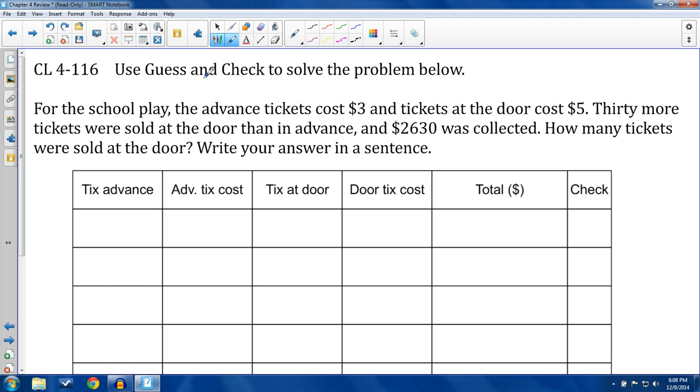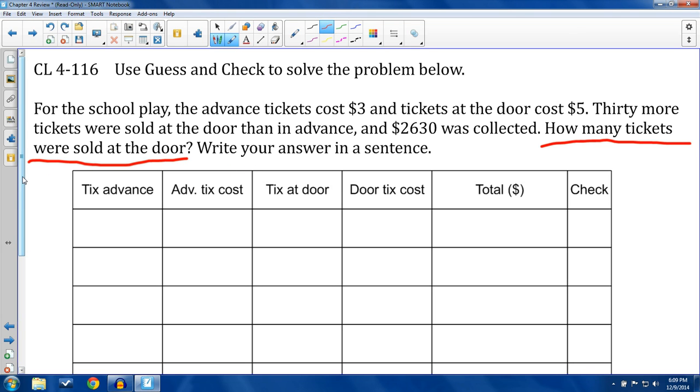Number 116, use guess and check to solve the problem below. Let me read the problem, then I'll explain it. For the school play, the advance tickets cost $3, and tickets at the door cost $5. 30 more tickets were sold at the door than in advance, and $2,630 were collected. How many tickets were sold at the door? Write your answer in a sentence. Notice the question they're asking. How many tickets were sold at the door? So first of all, make sure you always answer the question that's being asked. Don't just write x equals, y equals, this, that. And don't just fill out the table either. You have to write your answer in a sentence. And that's what it says below in yours.